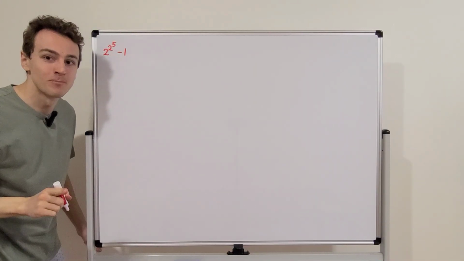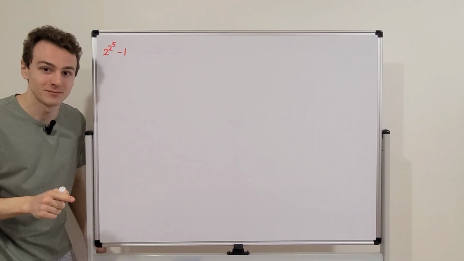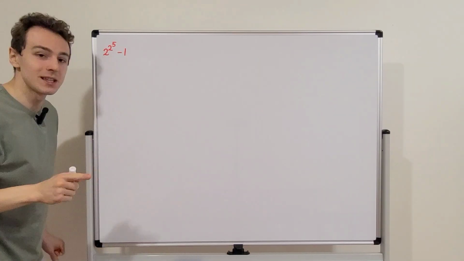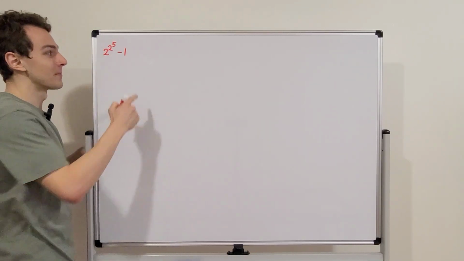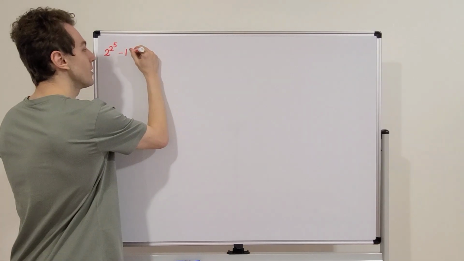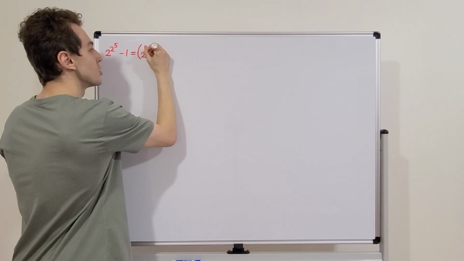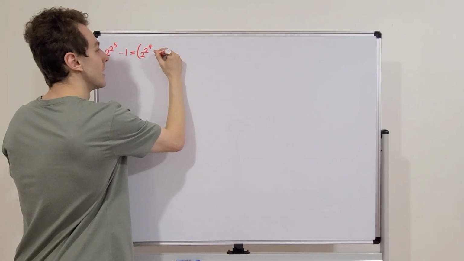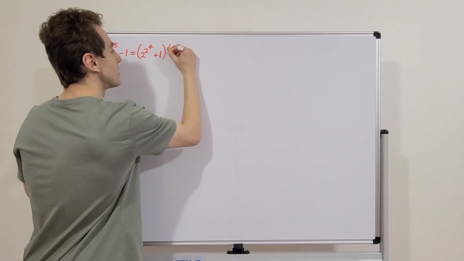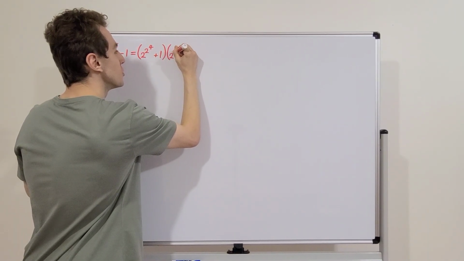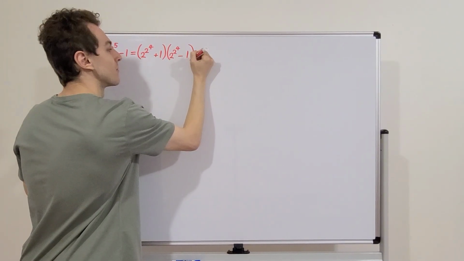The answer is no. In this video, we're actually going to find the prime factorization. We can begin finding the prime factorization by making the following observation. This quantity is equivalent to 2 to the power of 2 to the power of 4 plus 1, times 2 to the power of 2 to the power of 4 minus 1.